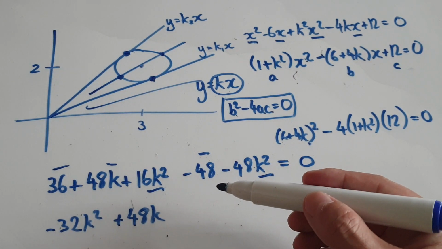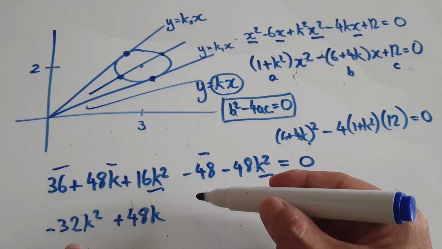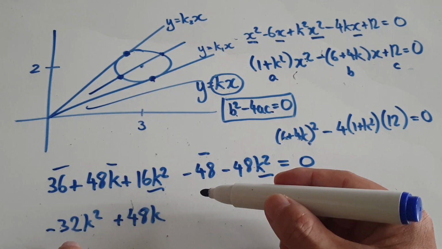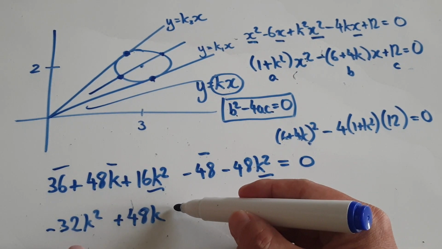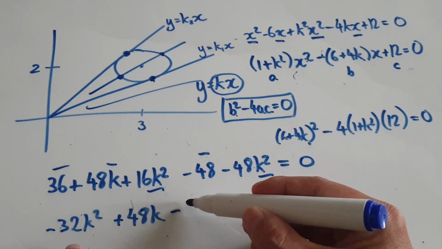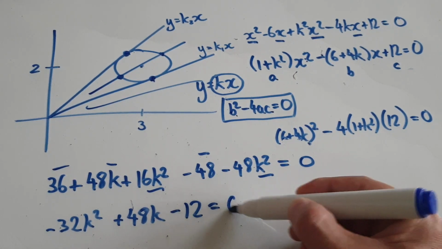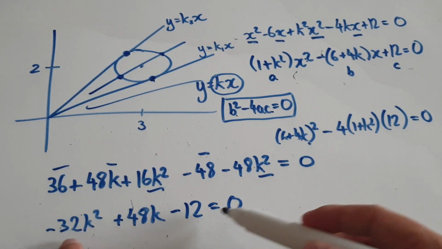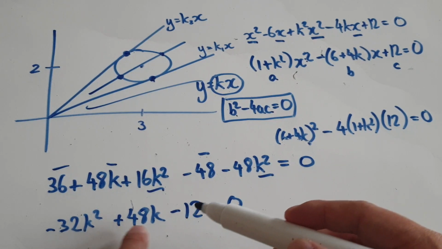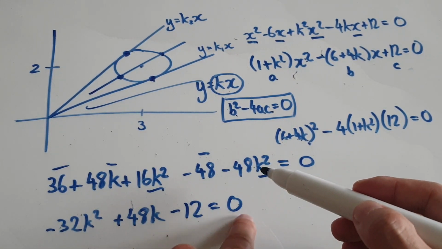So that would be, hang on, let me think. That would be 12. So negative 12 equals 0. So now it's just a matter of finding k in such a way that this whole thing here equals 0.